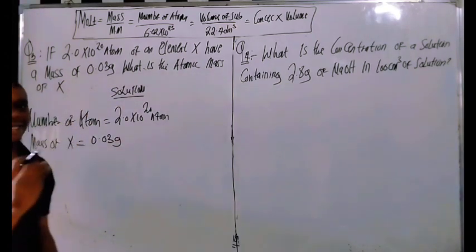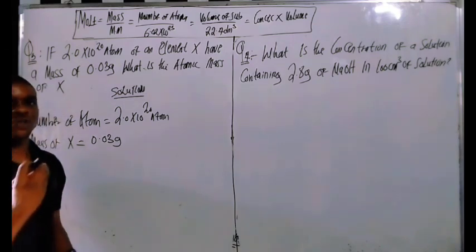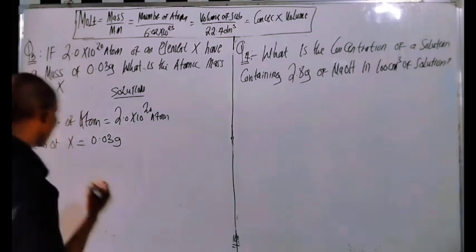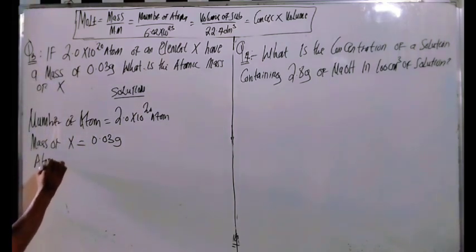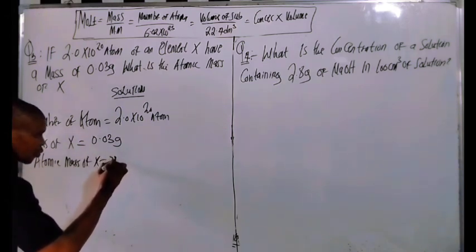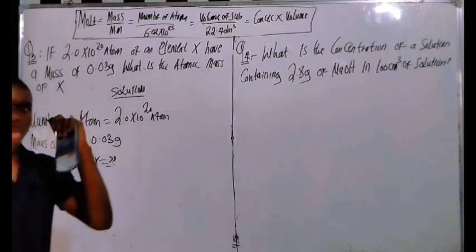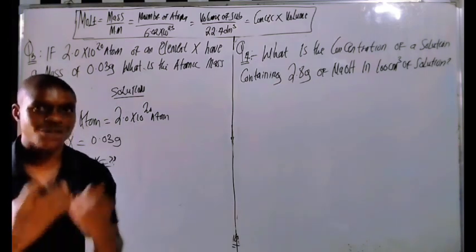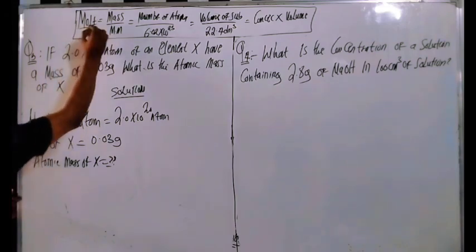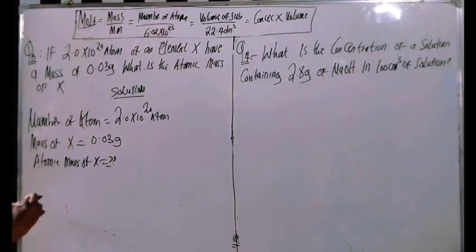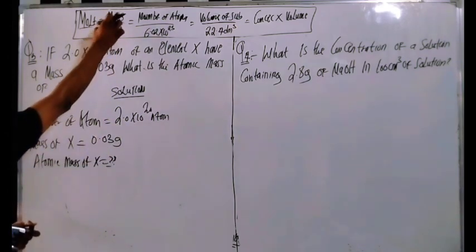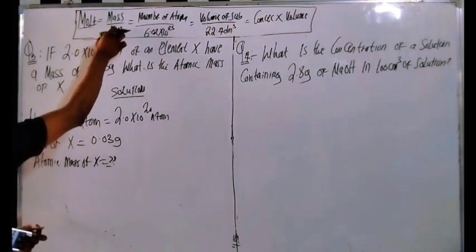Now remember, when we're talking about an element, you're talking about atomic mass. You're asking what is the atomic mass of the element X, which is what we are looking for. So which formula are we going to use in solving this problem? They didn't say anything about mole. But they say something about mass. The mass of the element was given to us, right? So we want to use this one here: mass over molar mass.